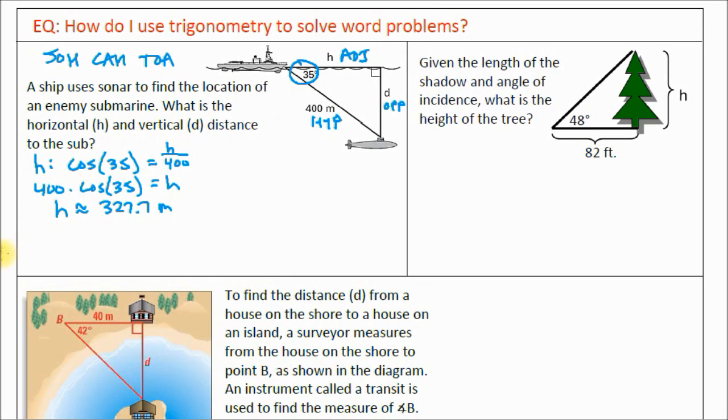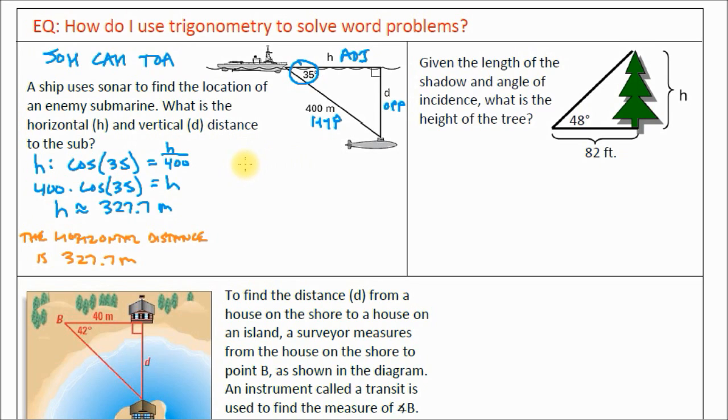I'm going to write this as a sentence. The horizontal distance is 327.7 meters. See, class, when I'm rushing and writing small. All right, let's figure out the depth, or the vertical distance.